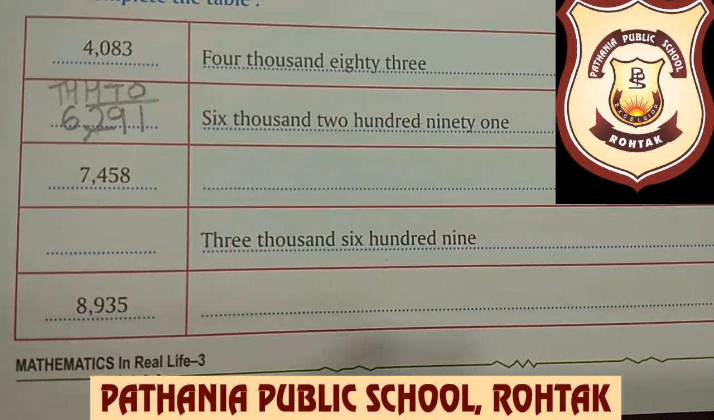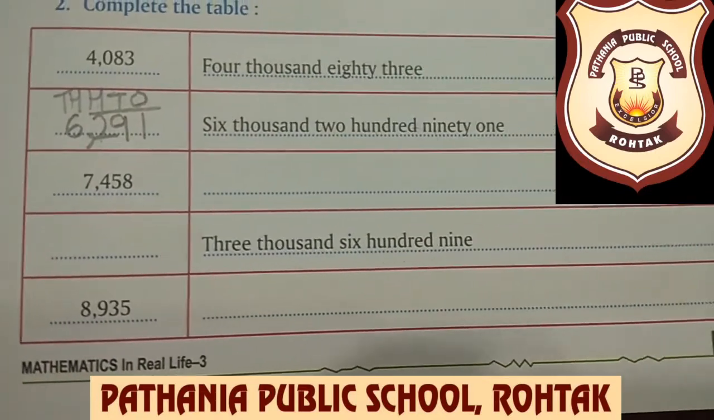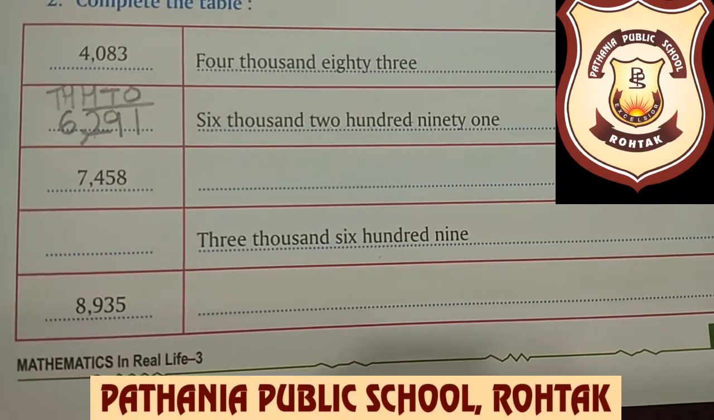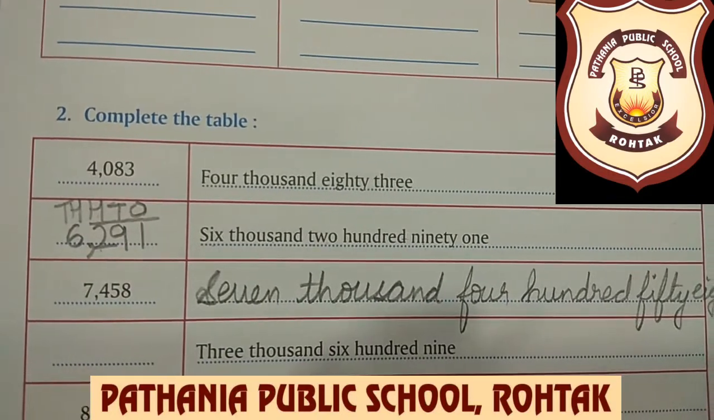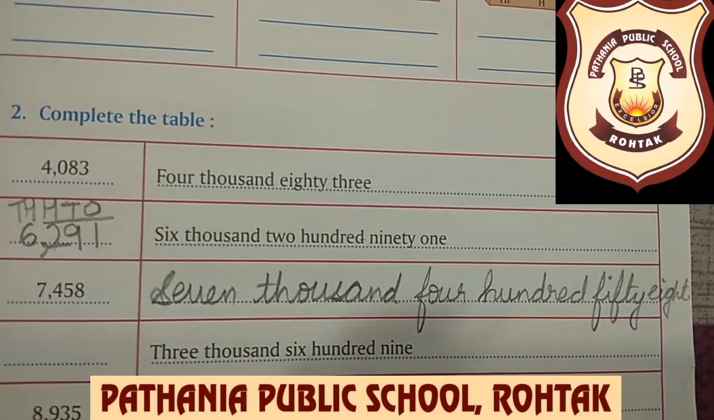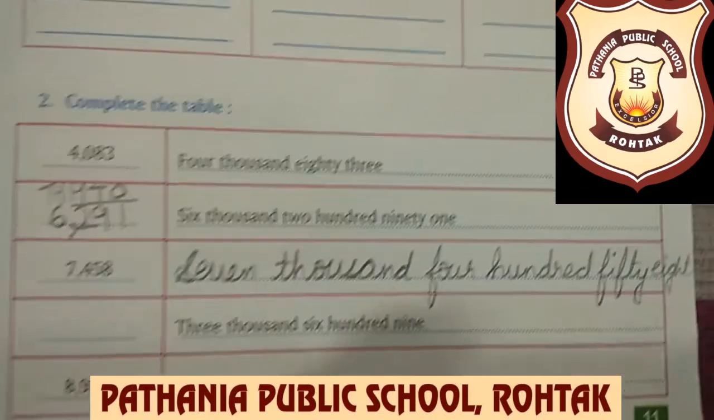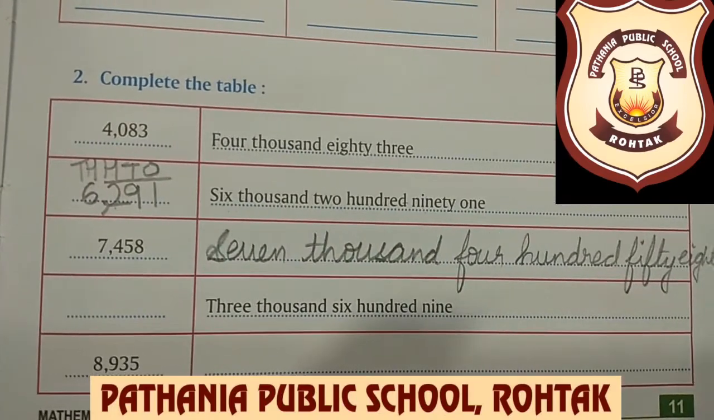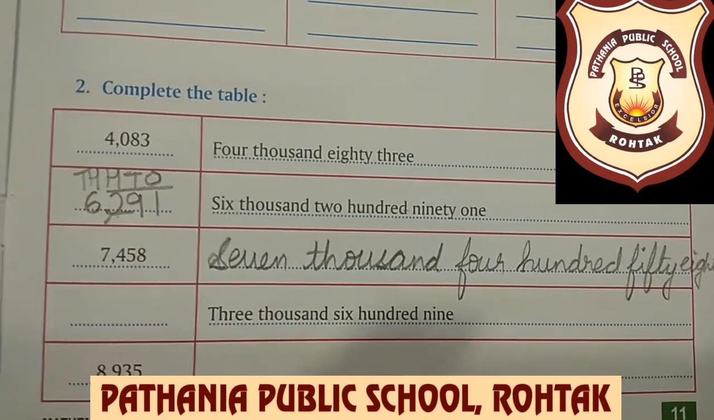Now in the next, the number written is 7458. We need to write it in words. So let's write it. Students, as you can see, I have written here 7458. So in the same manner, you will do these left 2 parts.